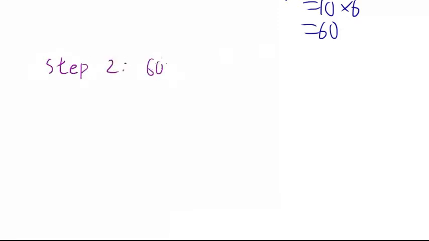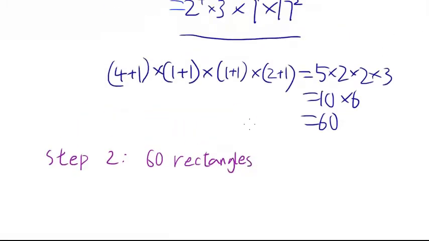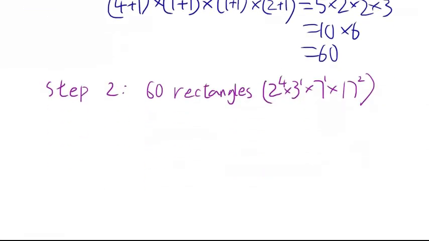Step 2. 60 rectangles. Yes, it actually does have 60 rectangles. This trick is pretty useful, actually: 3 first times 7 times 4 times 17, just like that. Anyways, let's move on to step 3.